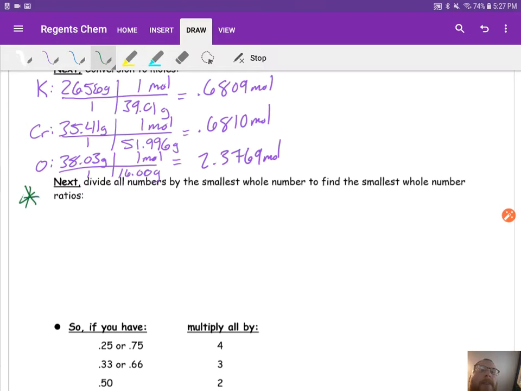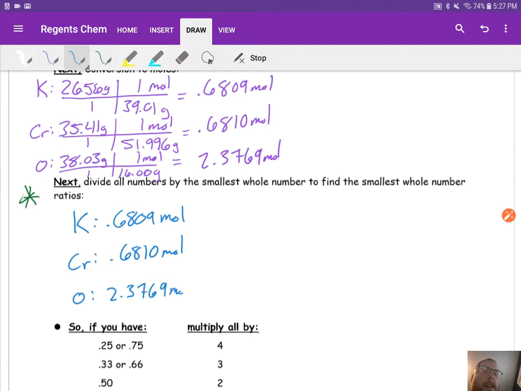You've got to divide by the smallest number of moles. So for potassium, I'm just going to copy my information down now. Once we get into more practice, guys, we're not going to have to rewrite our stuff in two different spots. We can just continue it along. But for the sake of notes, I'm going to rewrite it. So 0.6810 moles, and oxygen is 2.3769 moles. So which one's the smallest? That would be potassium. So I'm going to divide by 0.6809.